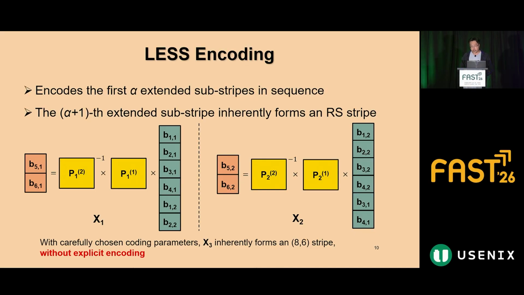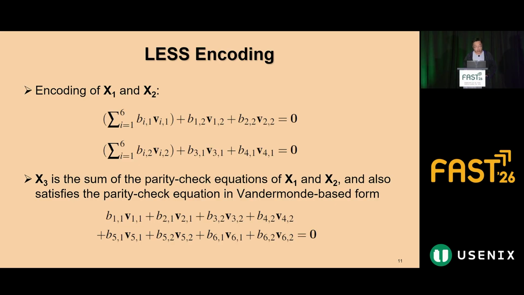Now, if you notice in here, you will find that, hey, how do you ensure that all these extended substripes satisfy the RS code properties? Because X3 actually depends on X1 and X2. So you form X1 and then you form X2, but X3 depends on them. So how do you actually form 3 of them together? Now, in fact, when we do this LESS encoding, we don't need to encode all of them. We only encode alpha of them. So in this case, we only need to encode X1 and X2, and X3 will automatically become a Reed-Solomon code.